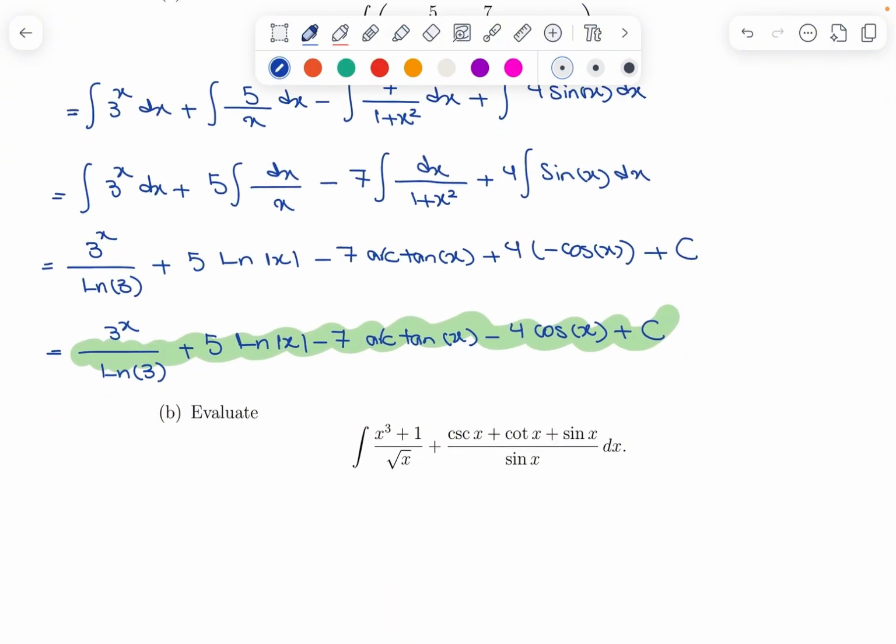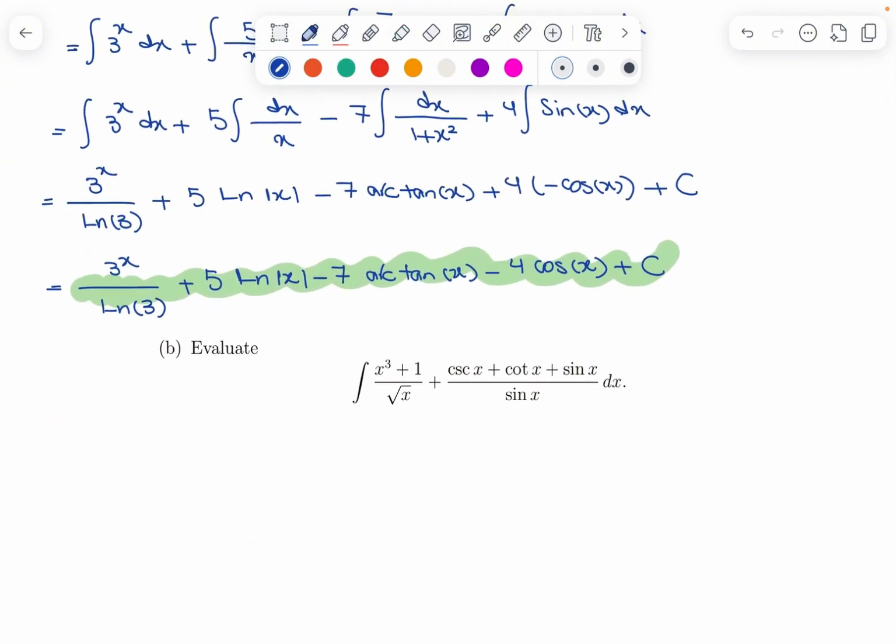For part B, we need to simplify the integrand first, and then by using the rules that you learned, we can evaluate the indefinite integral. So now let's simplify the integrand before integrating. Look at the first one. For the first function, you can consider the square root of x as x^(1/2), and then you can consider x cubed plus 1 divided by x^(1/2) as x cubed plus 1 times x^(-1/2). You can separate this quotient as a multiplication, like this.